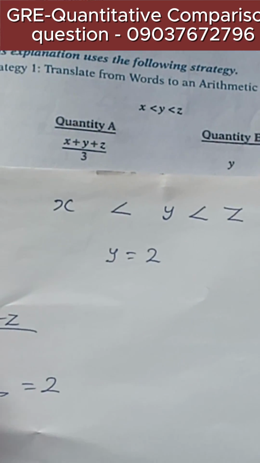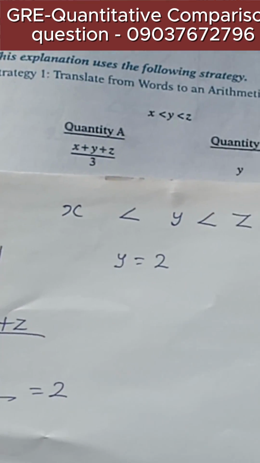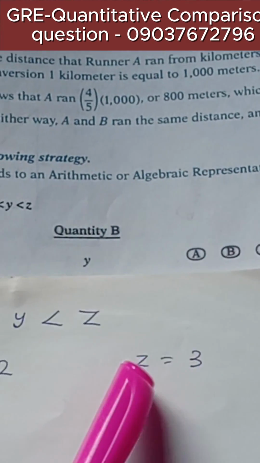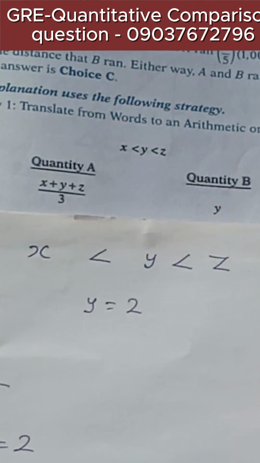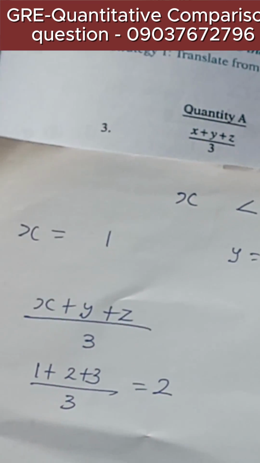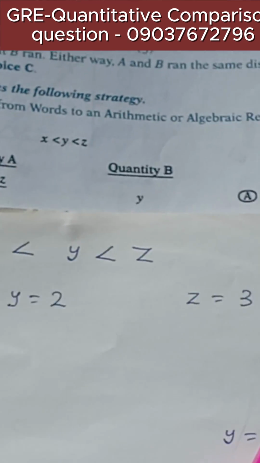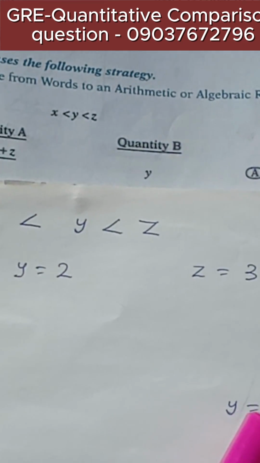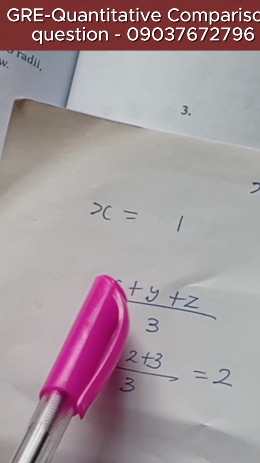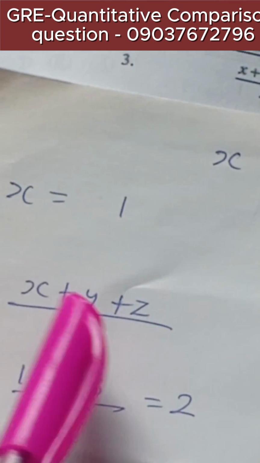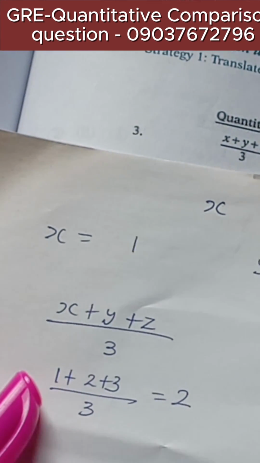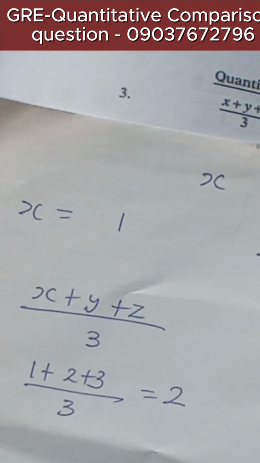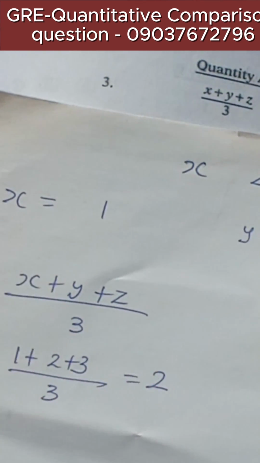So now I have picked 1 for x, I pick 2 for y, and I pick 3 for z. So I can use these values to calculate. So now I know quantity B to be 2 because quantity B is y. Because I picked 2, quantity B becomes 2. Quantity A is x plus y plus z divided by 3, which is 1 plus 2 plus 3. That gives us 6. And when we divide by 3, we will get 2.